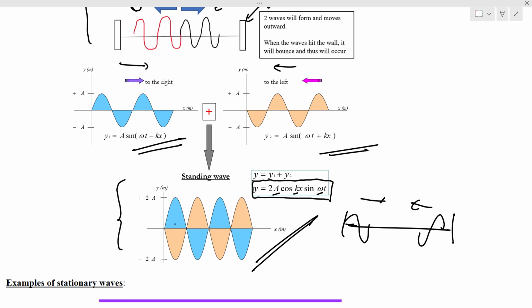Take a look at this wave. Saya nak korang tengok point di atas dan point kosong ini. Point atas dengan point kosong ini ada nama. Nama dia apa? Nama dia adalah node and antinode.